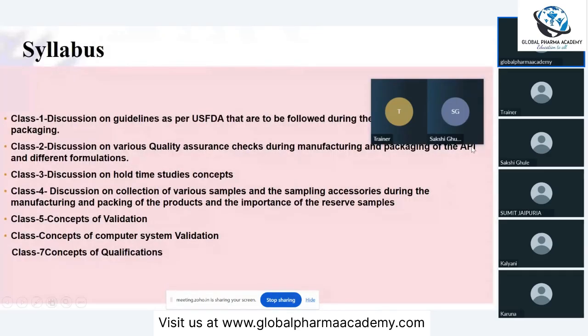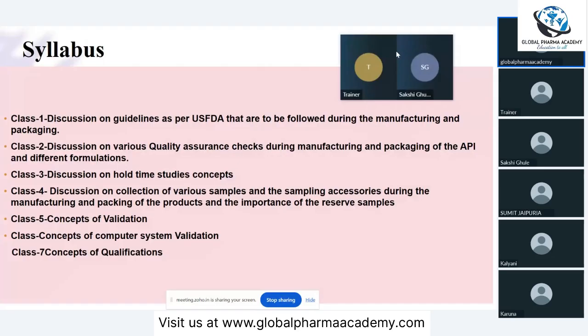So about our course curriculum, for the short certification course, there are 7 sessions we will conduct. The first one is a discussion on the guidelines as per the USFDA that are to be followed during manufacturing and packaging. Session 2 includes discussion on various quality assurance checks during manufacturing and packaging of the API and different formulations. Next, class 3 is a discussion on the hold time studies concept. Class 4 is a discussion on collection of various samples and sampling accessories during manufacturing and packaging of the product, and the importance of the reserve sample.